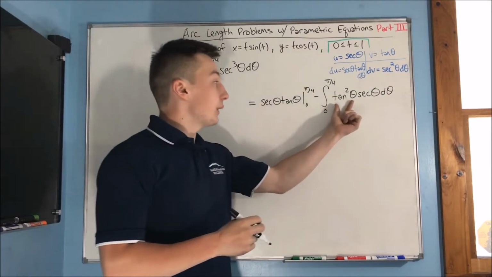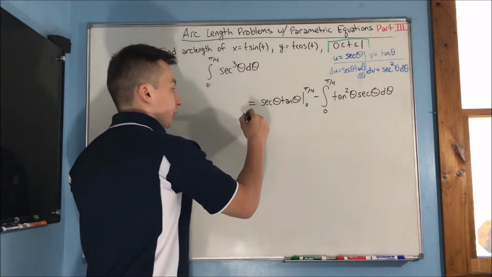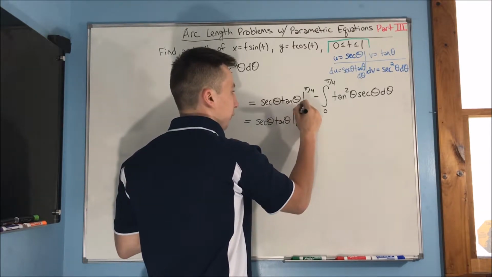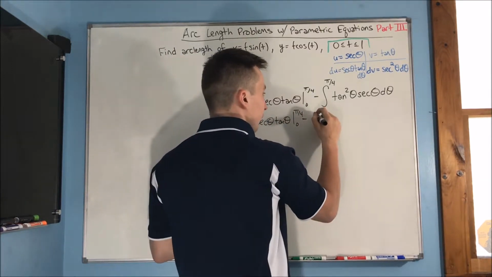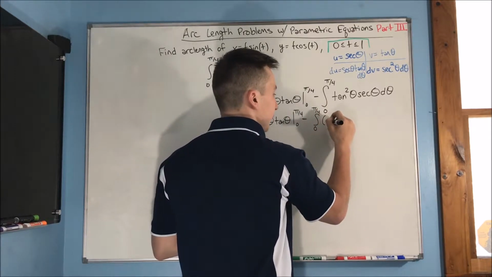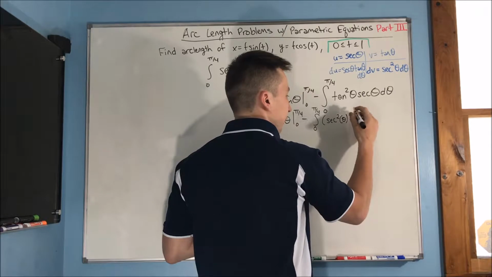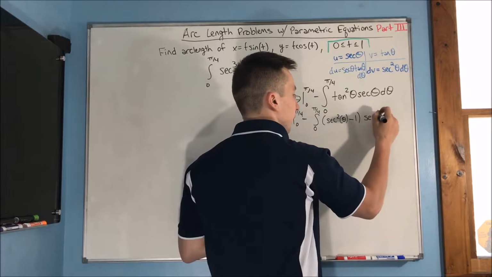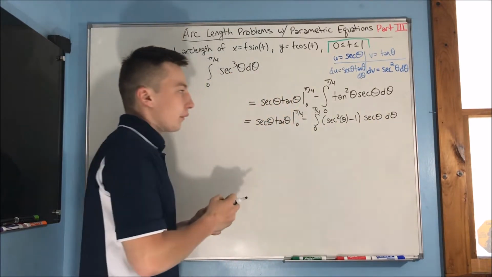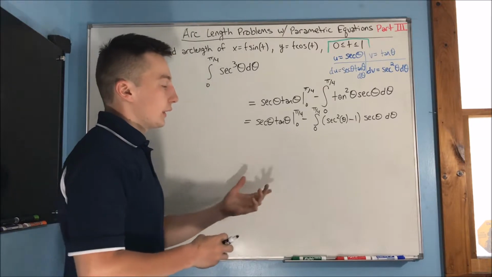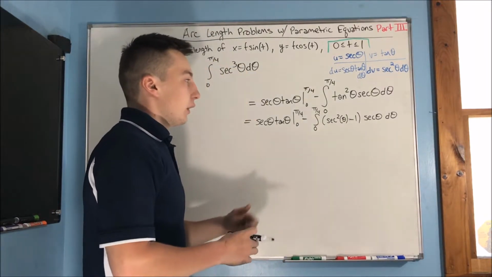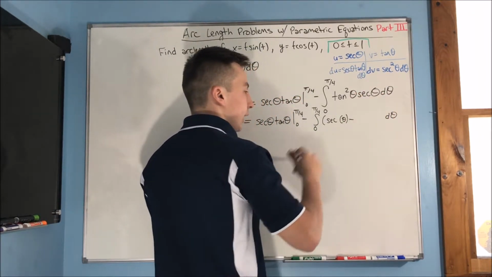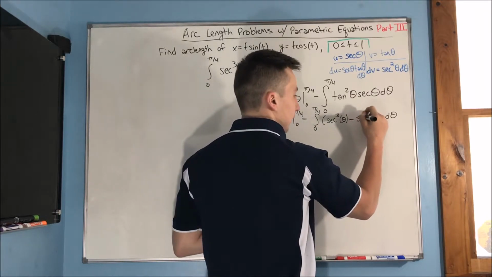Well, actually we can just use our identity here. So we can rewrite this as secant theta tangent theta evaluated from 0 to pi over 4 minus the integral from 0 to pi over 4 of secant squared theta, that's actually going to be a minus, it's going to be secant squared theta minus 1 times secant theta d theta. Okay, so what good does this do us? We can distribute secant theta, and we'll get secant cubed theta minus secant theta.